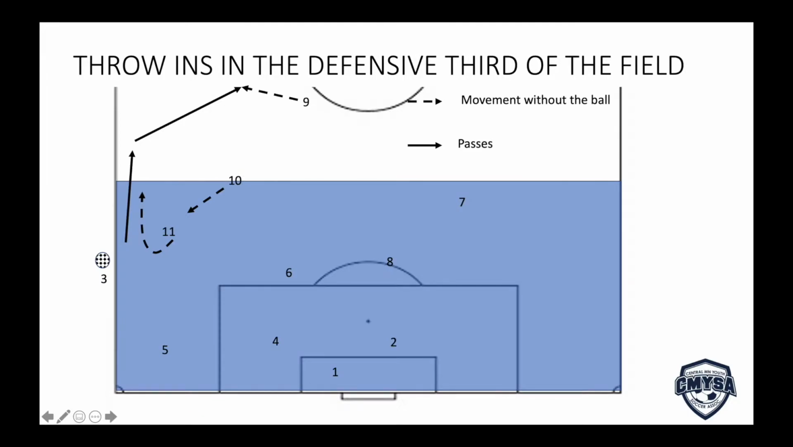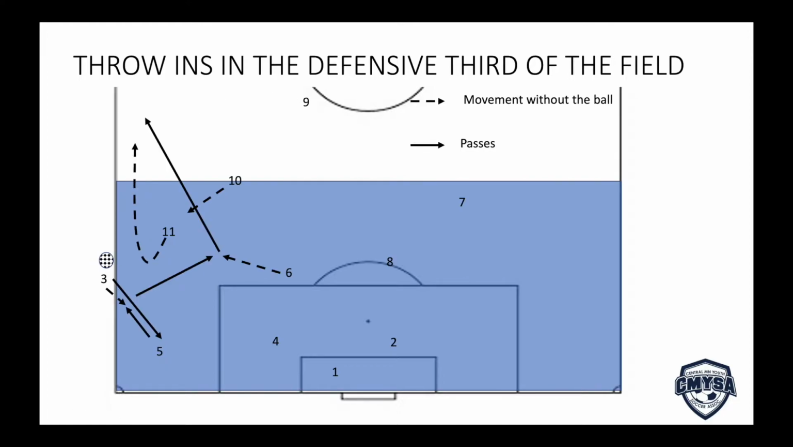This is a general example of how our shape would look on our throw-in in the defensive third. An easy option of throwing the ball down the line to our 11, who passes to our 9. Notice that the number 10 checked into the space that the number 11 ran out of.